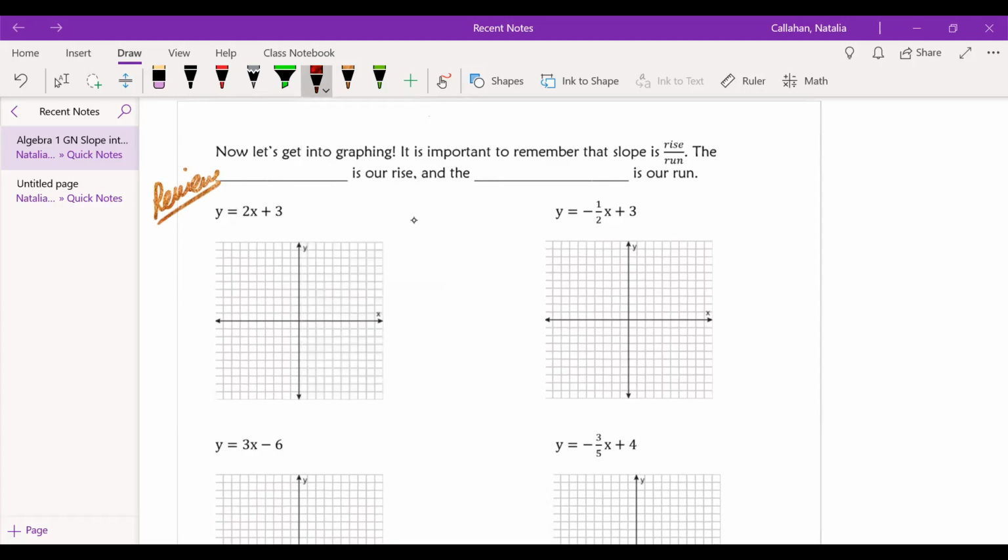To graph a line, there are two things you need. You need the slope, and the slope is always in front of the x, so it's 2 over 1, and a b, and the b is always by itself. So I'm going to start at 3, 1, 2, 3, put a dot, and then look at the slope and go up 2 over 1. Up 2 over 1, up 2 over 1, and that is your line.